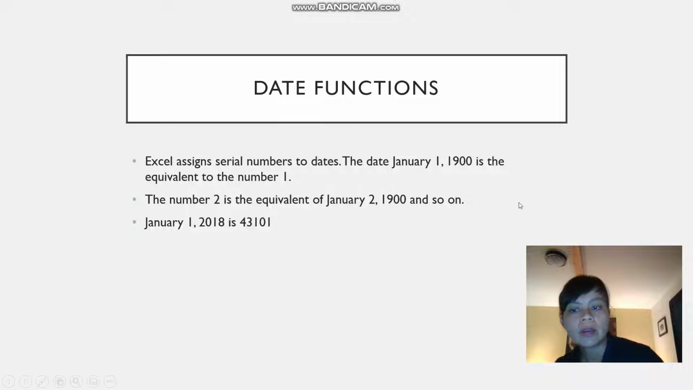So for example, January 1st, 2018 would then be 43101 because that's how many days have passed since January 1st, 1900. So what this helps Excel do is to find the difference between a specific date and another date, right?